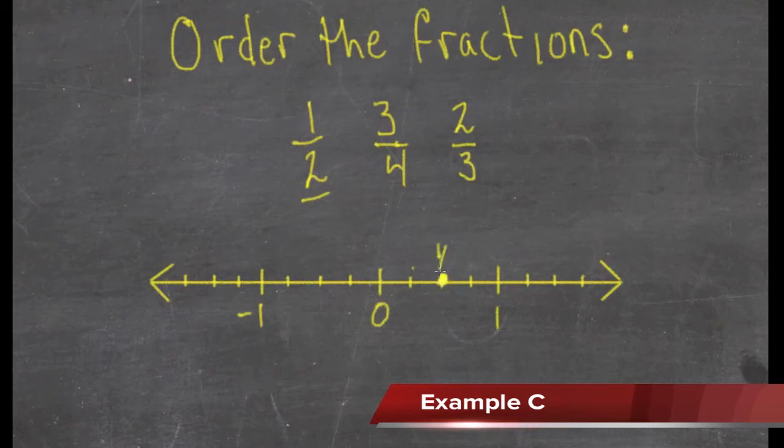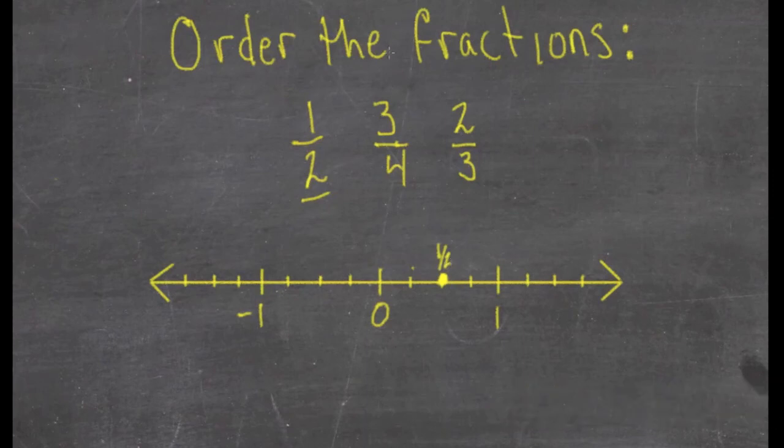So here's our 1/2 fraction. Our next fraction is 3/4. It's going to be right here. 3/4. And our last one is 2/3. So if you divide this into thirds, we're about here and about here. So we're looking at just about there for 2/3.